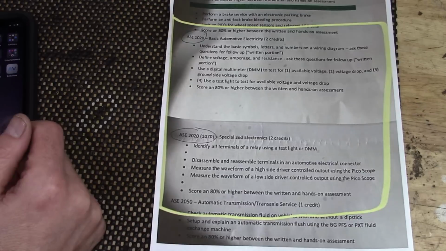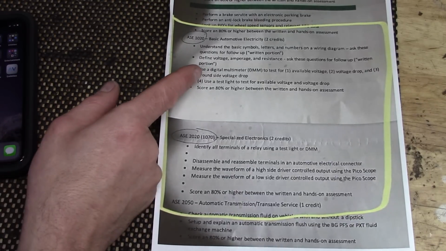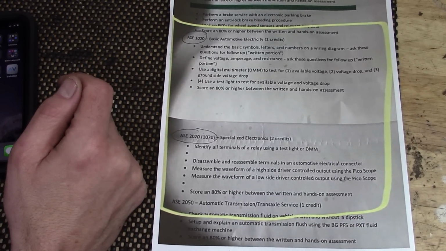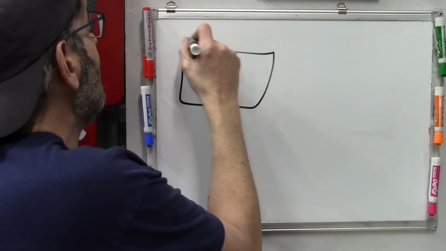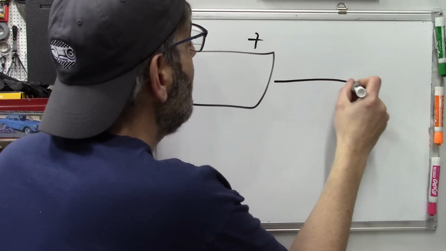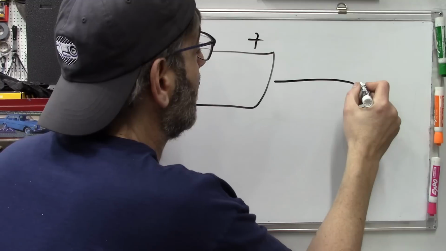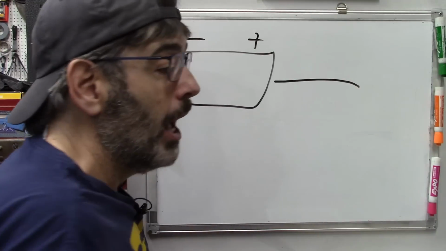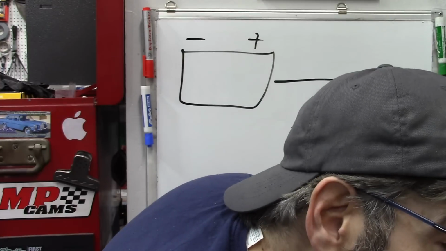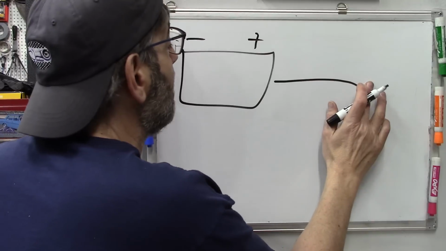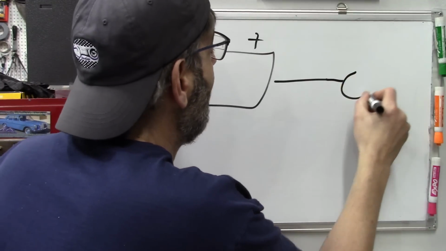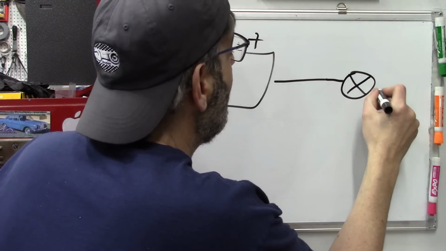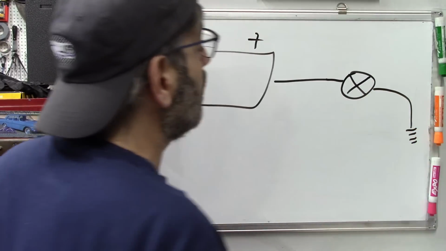All right, so we've done some basic symbols and annotations. We've done voltage, amperage, and resistance definitions. We now need to use a digital multimeter to test for voltage, voltage drop, and ground side voltage drop. Okay, so first of all, let's look at what we're going to be doing. We're going to have a battery here, a cable from the battery, and we're going to go to some kind of device. Where are we going to measure? We want available voltage, voltage drop, and ground side voltage drop. So we're going to want some kind of device here. Ideally, I think we would have a light bulb, right? And then this is going to go off to ground.